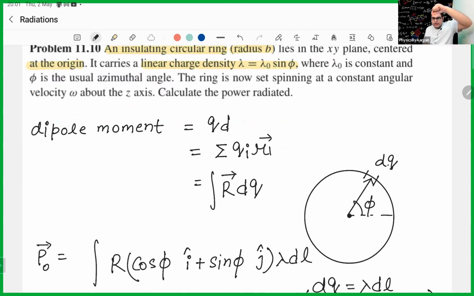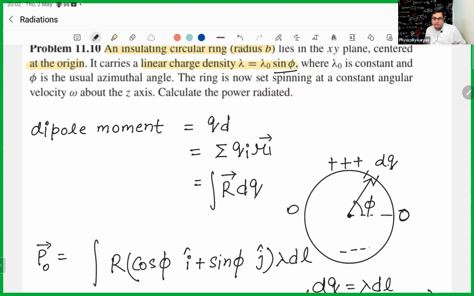First of all, this ring has a linear charge density, so the charge is everywhere. But the problem is that somewhere the charge is more and somewhere the charge is less. For example, when phi is 0, the charge is 0, so there is no charge here. But when phi is 90 degrees, the charge is maximum. So the maximum charge is here. Then again there is no charge here. Again the charge here is maximum.